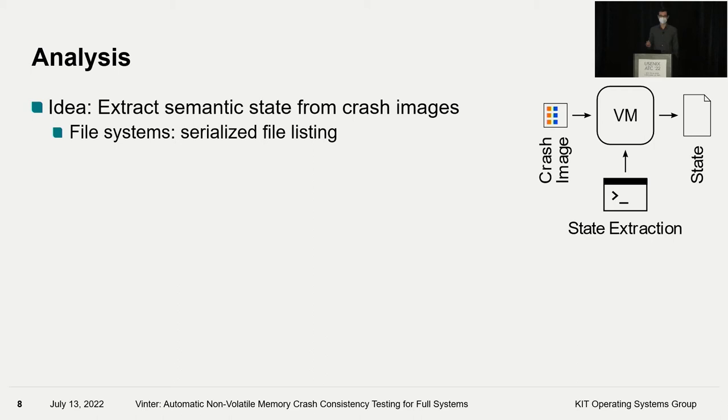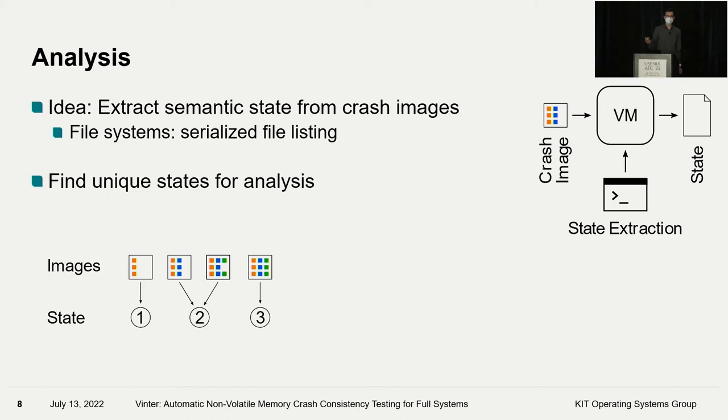We can then find all the unique states here, which is already very useful for manual analysis of the states. So in this example, we have four crash images and would get three states, and now the developer can look into these states and can see whether the second intermediate state that might happen during a crash is an expected one or whether this is already a bug.